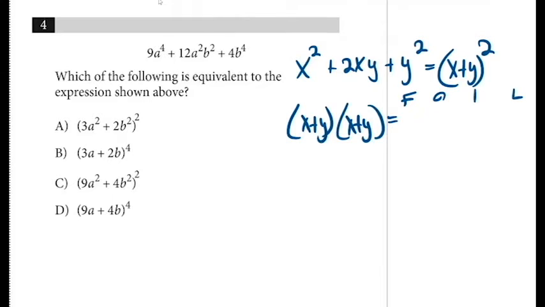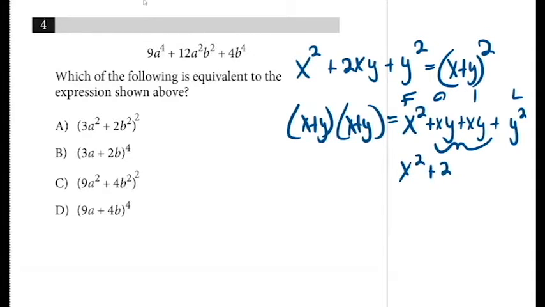First times first gives you x squared. Outer times outer gives you xy. Inner times inner gives you yx, but we're going to say xy, because the convention in that situation is to put them in alphabetical order. Last times last is y times y, which is y squared. Finishing out the FOIL, we combine like terms: xy plus xy is 2xy, and we have x squared plus 2xy plus y squared.